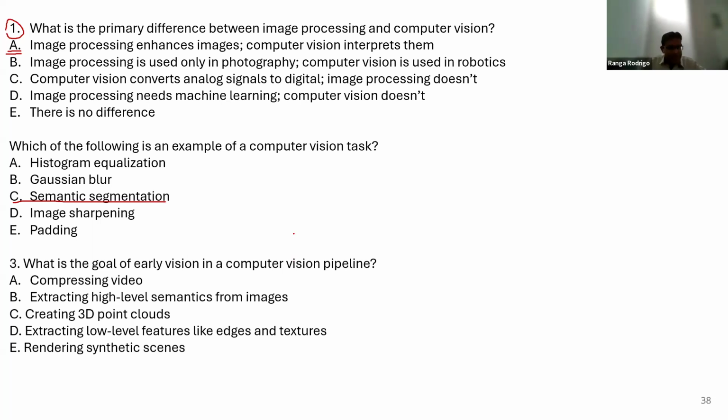What is the goal of early vision in the computer vision pipeline? Compressing a video, extracting high-level semantics from images, creating 3D point clouds, extracting low-level features, edges, and textures. So D is the correct answer. I hope that these things are clear to you. Okay. If you have a question, please ask.